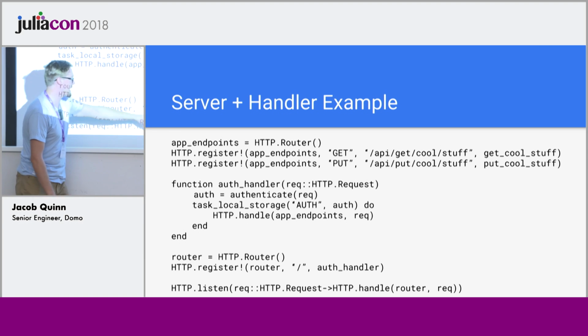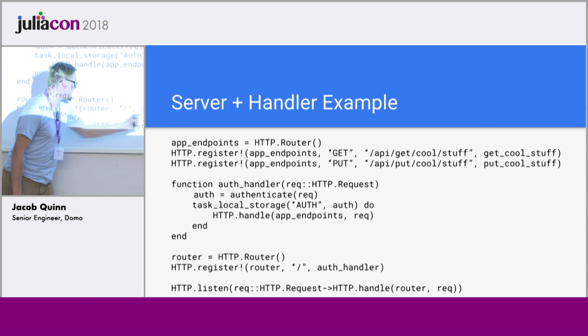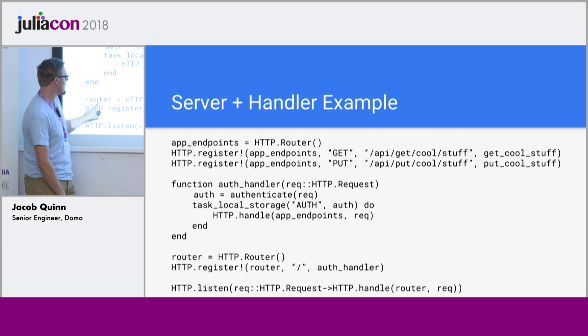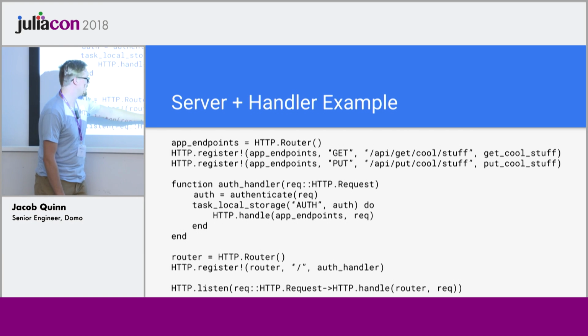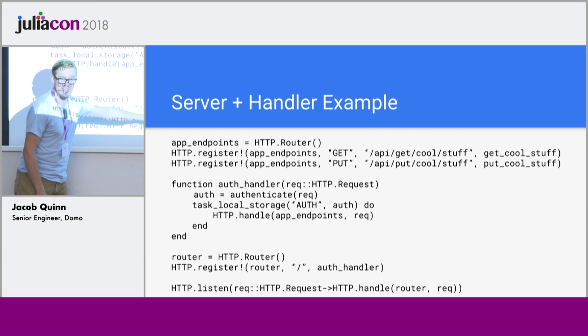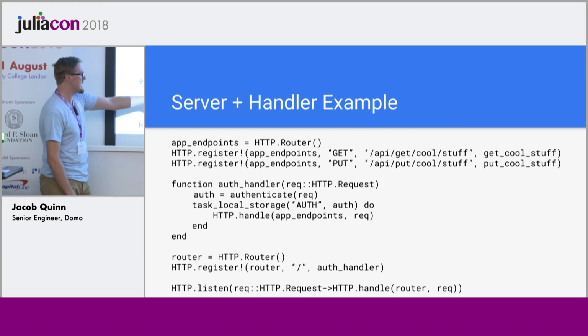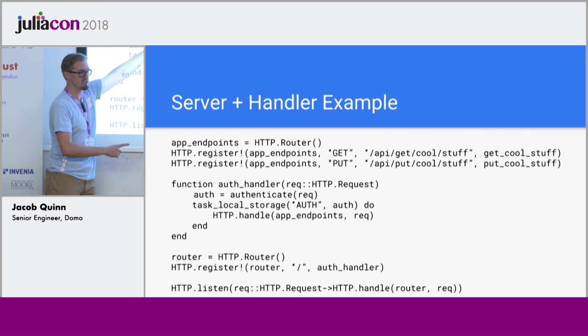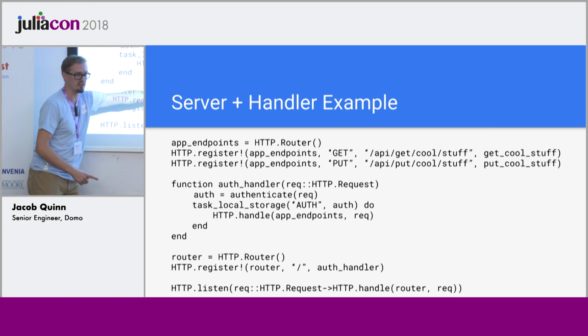So let's work up the stack here. So I get a request that comes in. It's going to pass it to this first initial router. What I did here was I just said, register the catch-all method and send it to my authentication handler. So in this case, every single request that comes in, it doesn't get to these URLs first. It goes to my authentication handler.